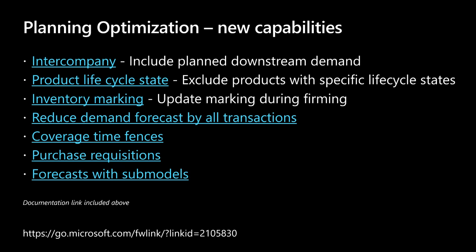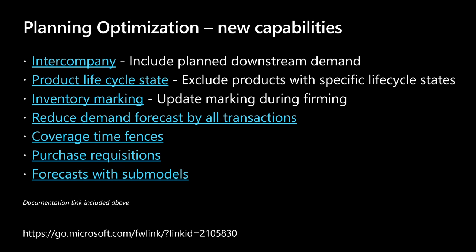The next thing here is reduce demand forecast by all transactions. Prior to this, you could only reduce the forecast by sales orders. With all transactions, we open up for any other transactions, which is very useful in case you want to do your forecast in a production setup, for instance, where you want to forecast on components instead of the finished goods. Then you can say that it should reduce the forecast, not just based on sales orders for spare parts, but also the main production orders where it's used as components.